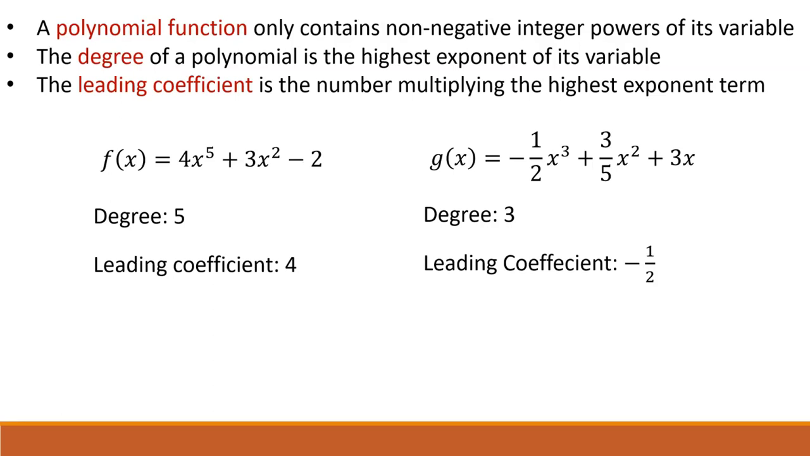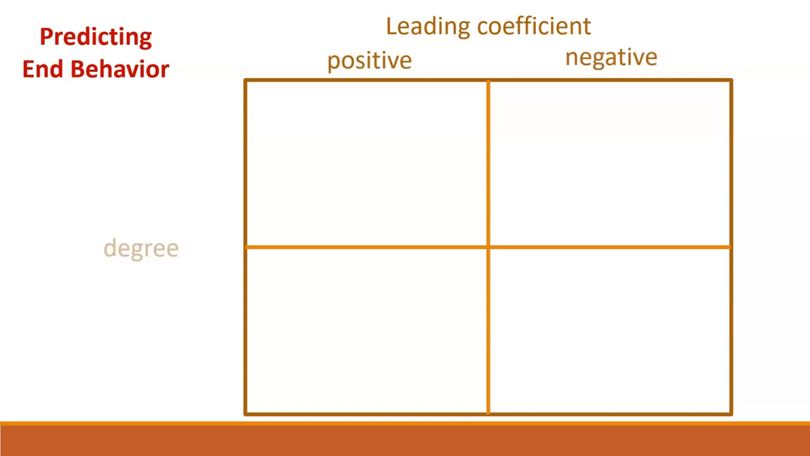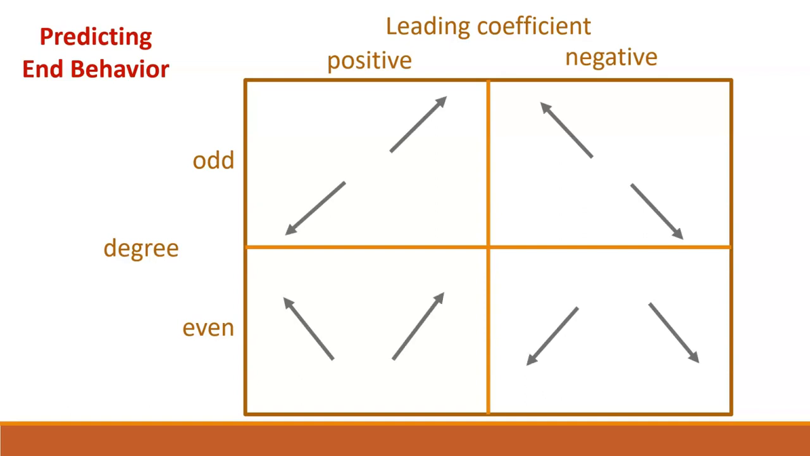The degree and the leading coefficient of a polynomial can help us predict the end behavior of the polynomial. There are 4 possible cases for end behavior. If we look at the leading coefficient, which is either positive or negative, and we look at the degree of the polynomial, which is either odd or even, we can use those 4 things to determine what direction the ends of the graph of the polynomial will go. This chart shows us the 4 possible directions for the ends of a polynomial's graph.